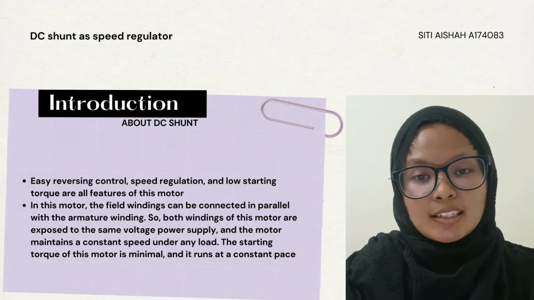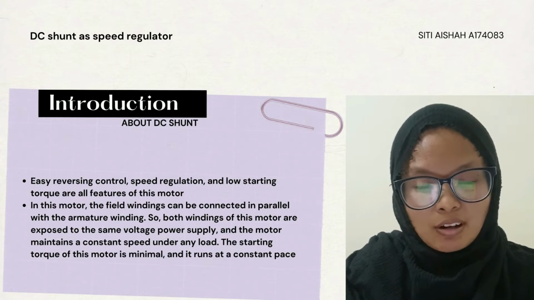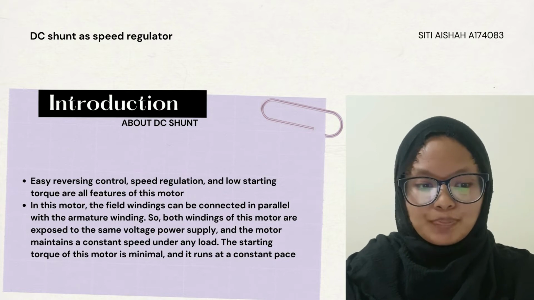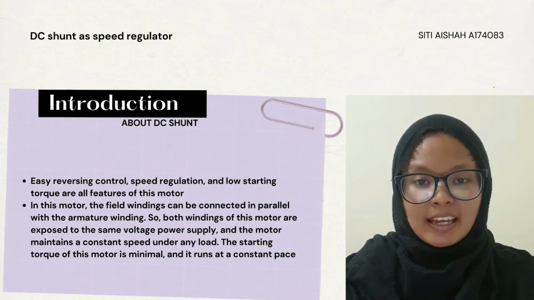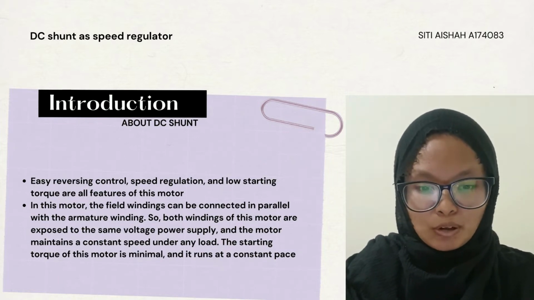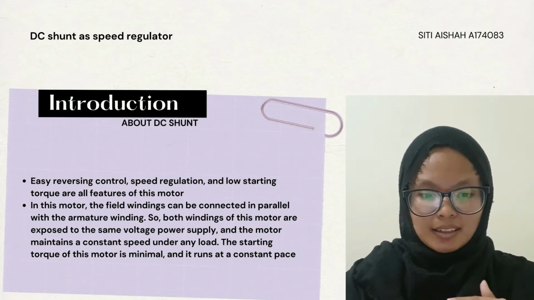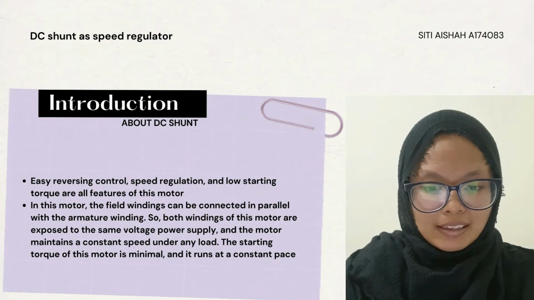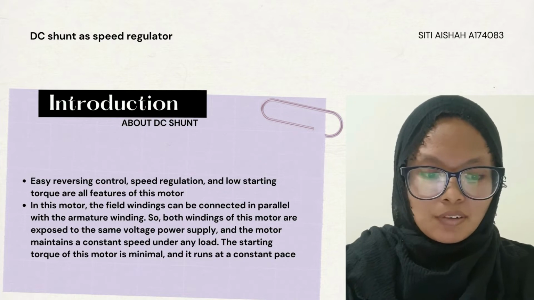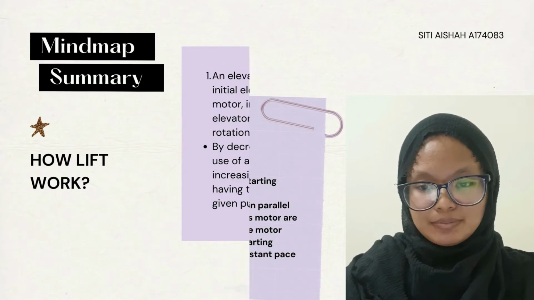Okay, for the introduction, as we know, the DC shunt motor is a speed regulator. Easy reversing control, speed regulation, and low starting torque are all features of this motor. In this motor, the field winding can be connected in parallel with the armature winding. So both windings of the motor are exposed to the same power voltage because they are connected in parallel. And the motor maintains a constant speed under any load. The starting torque of the motor is minimal and it runs at a constant pace.